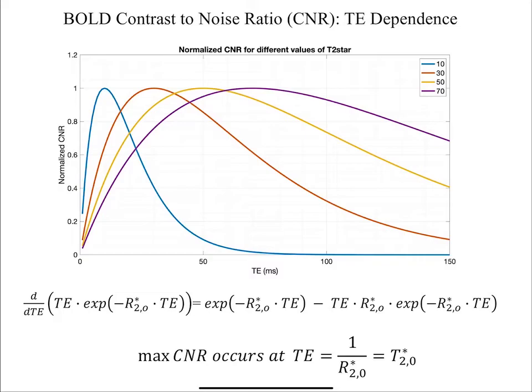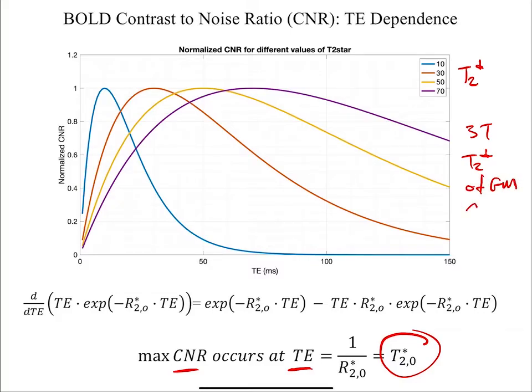So this is for different T2 star values, from 10 to 30 to 50 to 70 milliseconds. And it turns out that your maximum contrast noise ratio occurs when you set the echo time equal to the T2 star. Okay? So at 3 Tesla, T2 star of gray matter is about, let's say, 50 milliseconds. So according to that logic, let's look at that curve. So that's this curve here. You see it has its peak at 50 milliseconds. So according to that logic, we should be acquiring our fMRI scans with an echo time of 50 milliseconds.